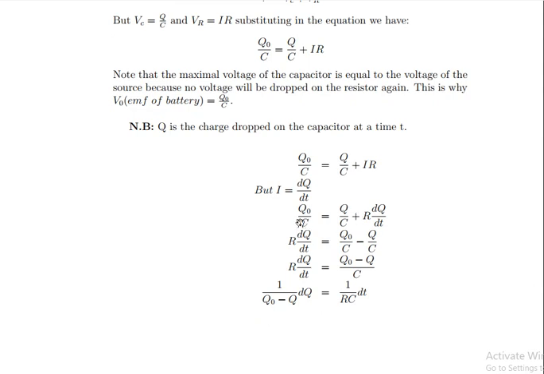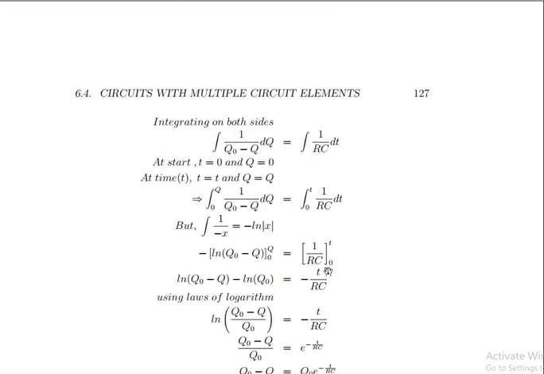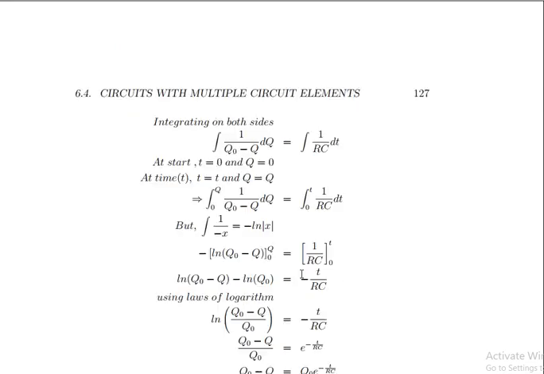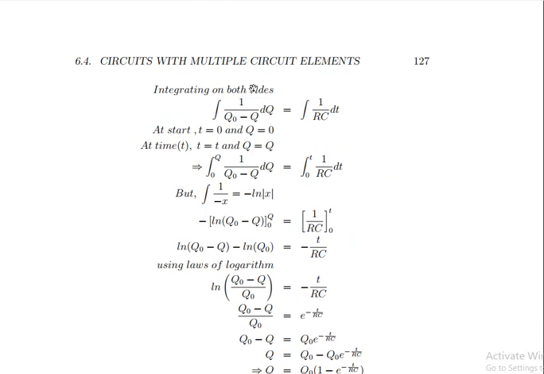We substitute it back here, and now we are going to form a differential equation. We are going to integrate both sides. So we have the integral of 1 over Q0 minus Q dq is equal to the integral of 1 over RC dt.